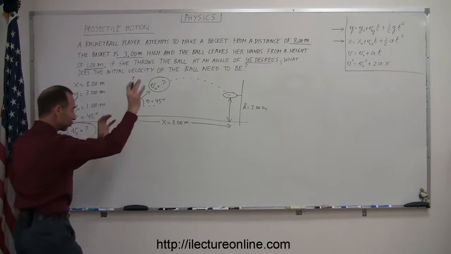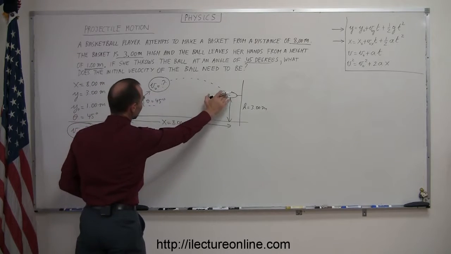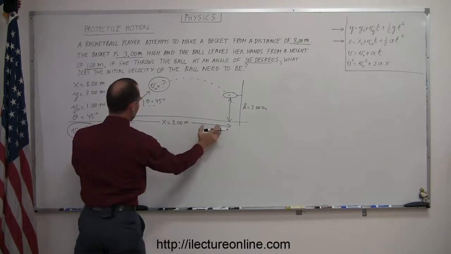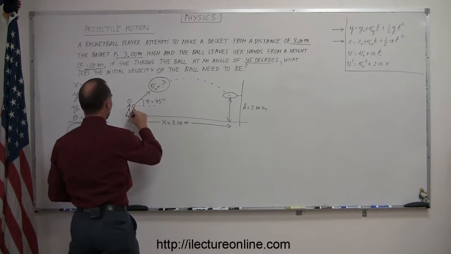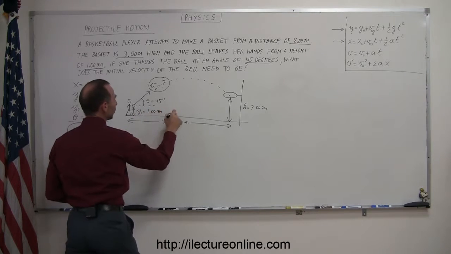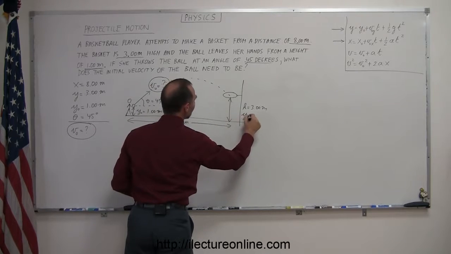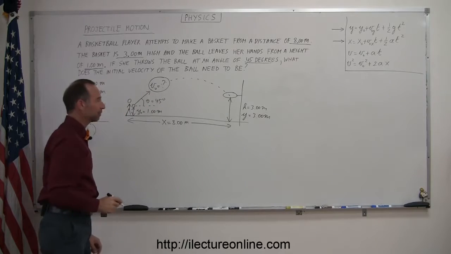Here's a basketball player shooting the ball to the basket, right there. It's supposed to hit the basket, 8 meters away, and the basket's 3 meters high. The ball leaves the hands of the player at a height of 1 meter, so y initial equals 1 meter. This would be h, or y equals 3.00 meters. y would be the final height.